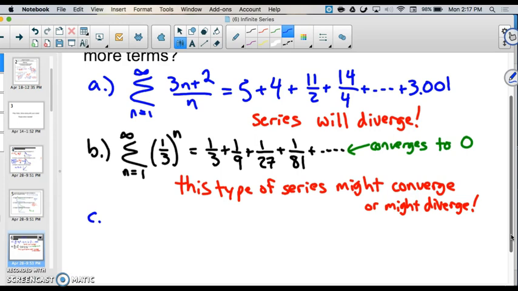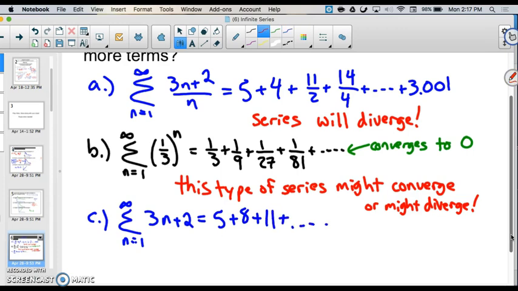Finally, if we look at the third sequence, we do the summation of the 3n plus 2. If you plug in n is 1, you're going to get 5. 2 for n, 8. It's going to keep getting bigger and bigger and bigger. So this series will diverge.